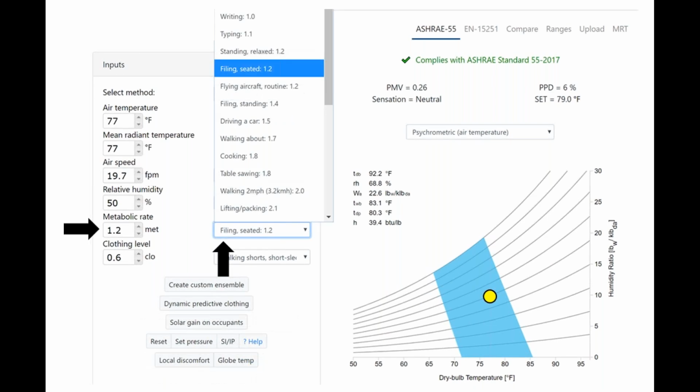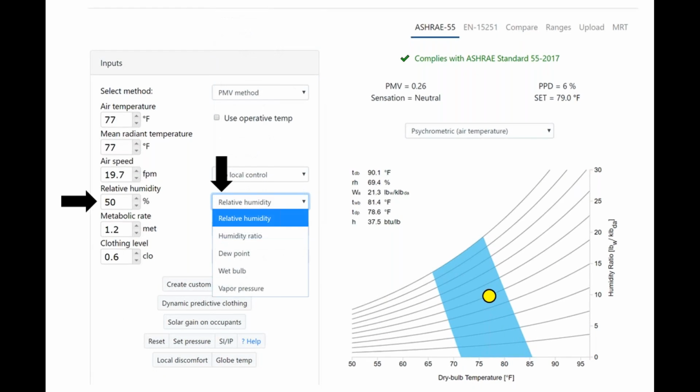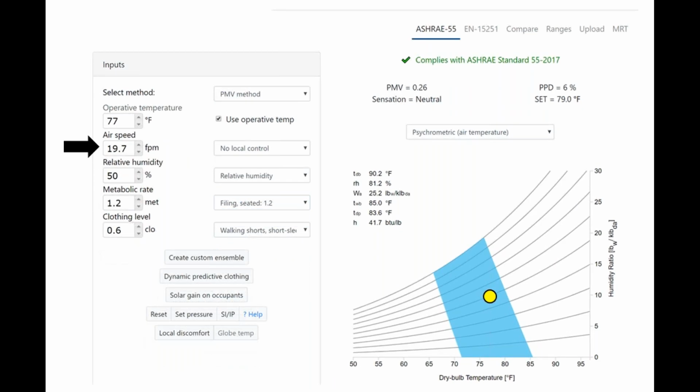We can change the metabolic rate depending on what the people are doing in the space, whether it's a high activity level or a low activity level. We can change the relative humidity, and all of these, again, are just input values into the standard. The airspeed, of course, is what's across the body, measured in 3 locations. And for the most part, it's very rare that you would have air speeds that would be uncomfortable if the systems are designed properly, like to an ADPI of 80 or something like that, 80%. It's very rare that you would ever have discomfort due to that.